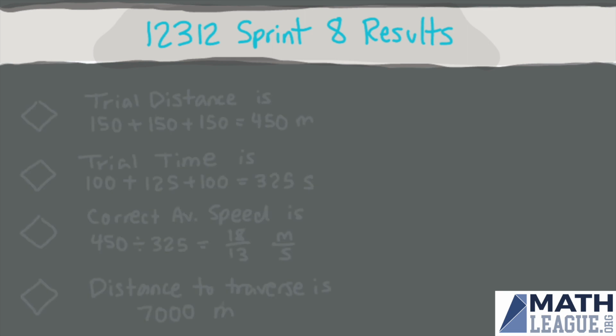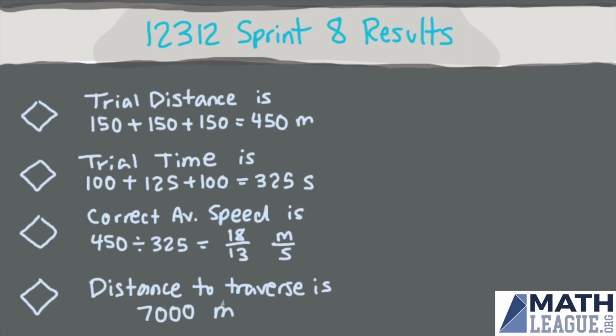Right. So back to the original trials, the average speed would actually be our total distance, which is still 450, divided by the total amount of time it has taken, which is 100 plus 125 plus 100. And when we do the math, that comes out to 18 over 13 meters per second.